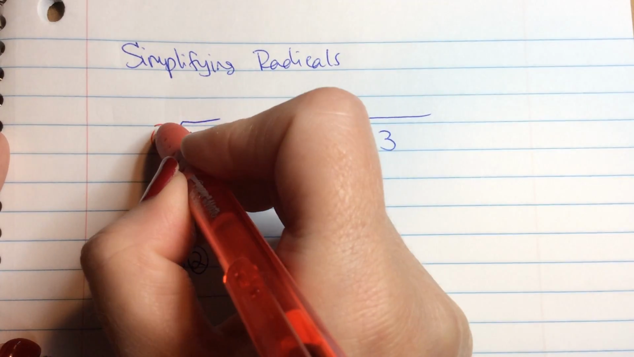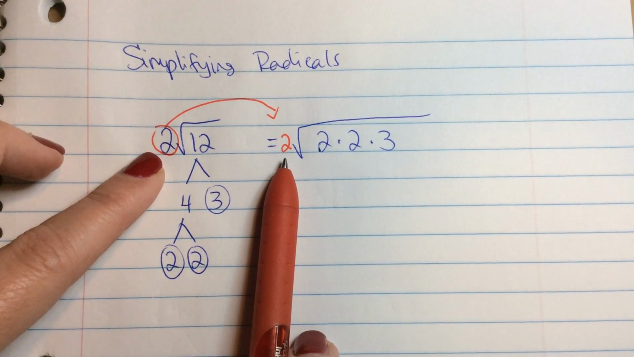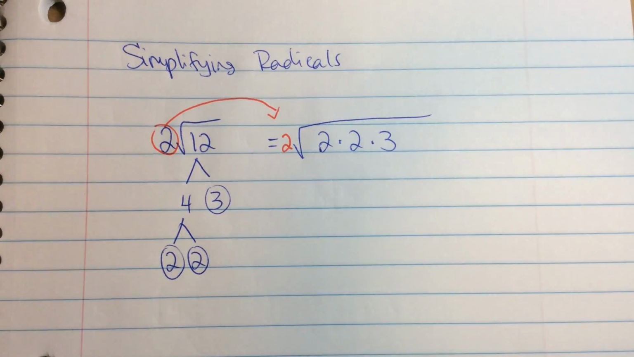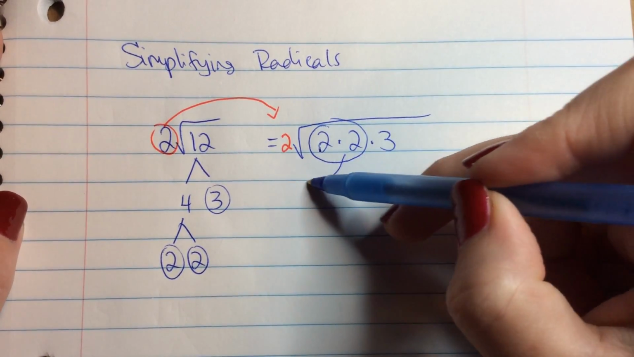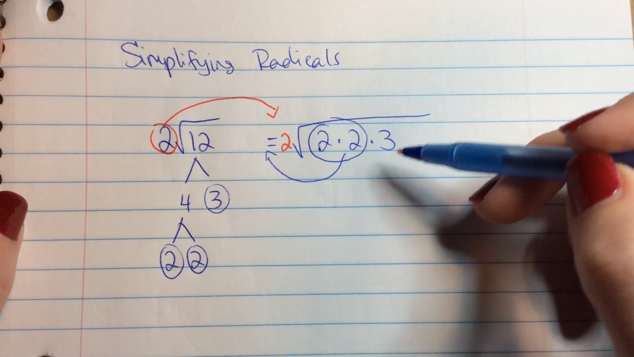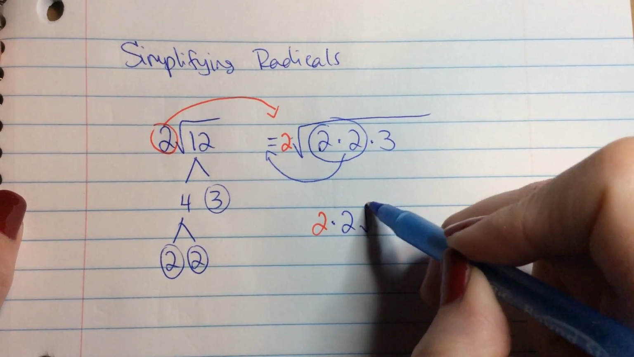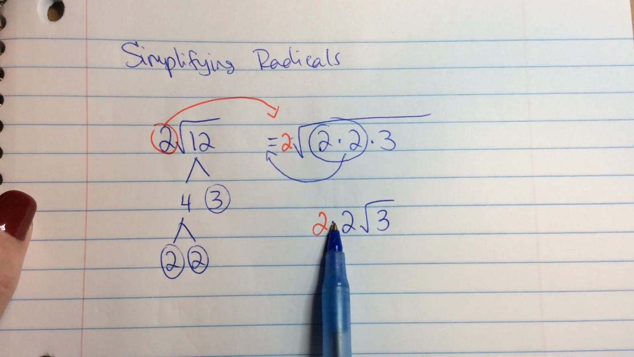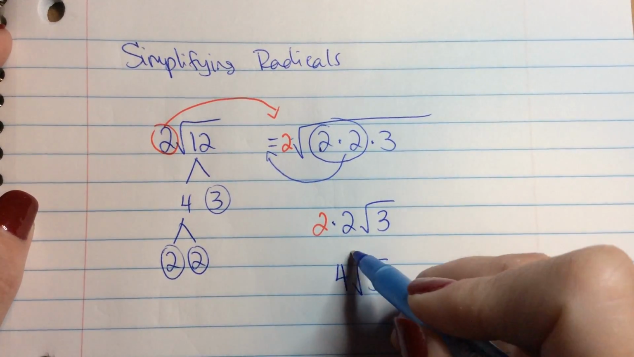So I'm going to make sure I bring it over so I don't drop it off. That 2 still needs to come out front here, so I'm just rewriting this 2 over here. But I still do the same work. I'm looking for pairs of 2, and this 2 will come out front here. There was already a 2 there, so I'll write that in red. And then this 2 comes out. Anything that was outside of the radical, you multiply it by anything else that you bring out. So the final answer here would be 4 square roots of 3.